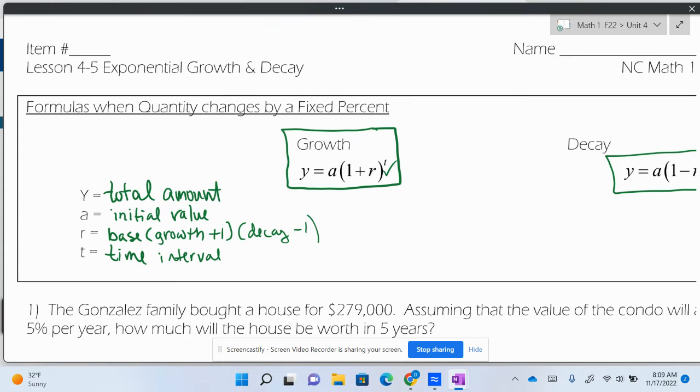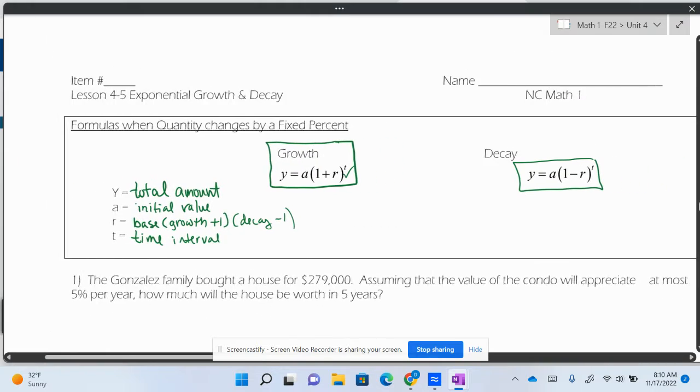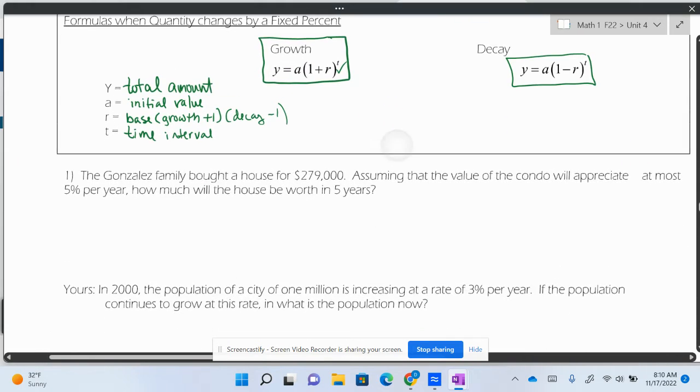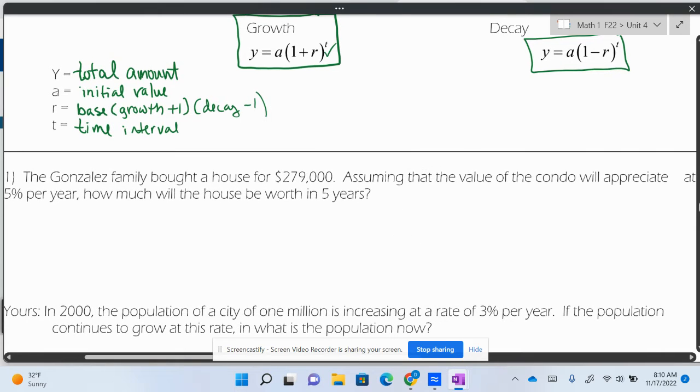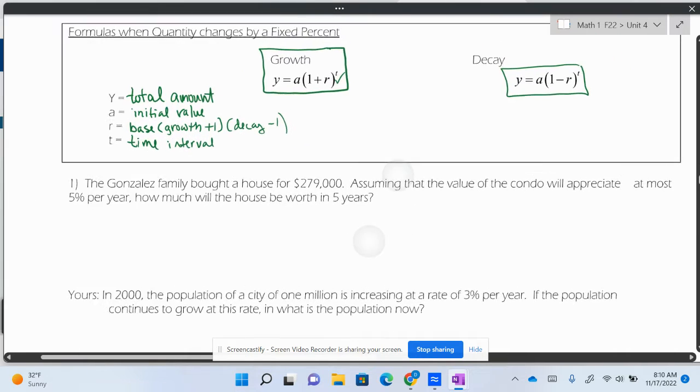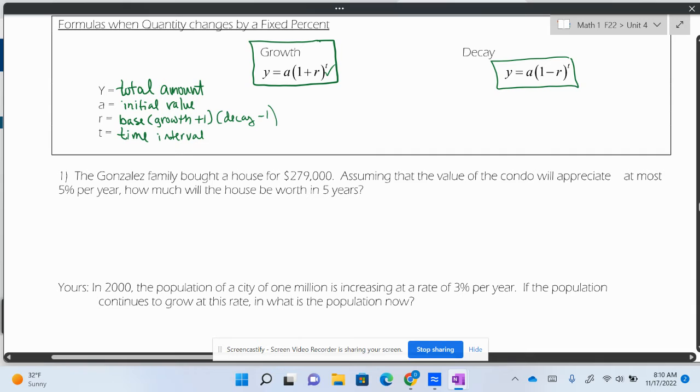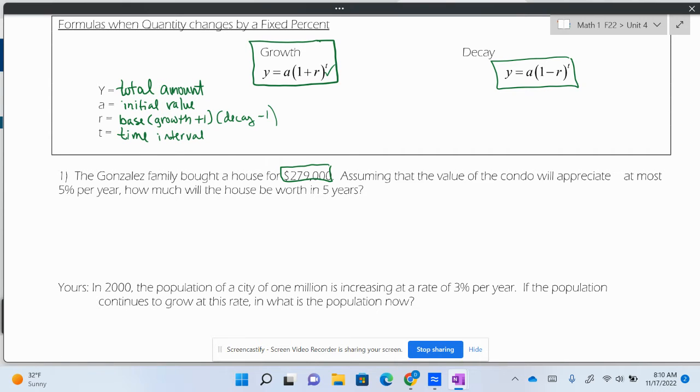So we're going to look at how much money the Gonzalez family made when they bought their condo. The Gonzalez family bought a house for $279,000. So this is their beginning cost. What does that represent in that equation? Yes, initial value, A. So put a box around that and label it A.